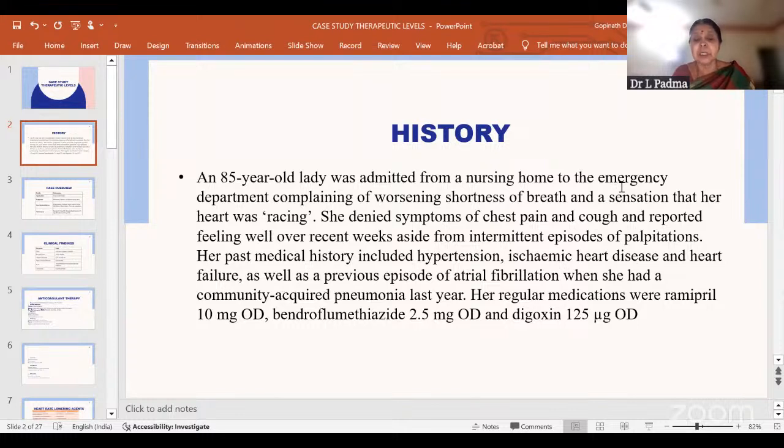Past medical history: the diagnosis is hypertension, IHD, CHF with atrial fibrillation. Also, she had community acquired pneumonia, for which the treatment is already over, but her regular medications are ramipril, bendroflumethiazide, and digoxin. So you note down the doses, the route of administration, as well as the frequency of administration. With this, we will just summarize whatever is there.